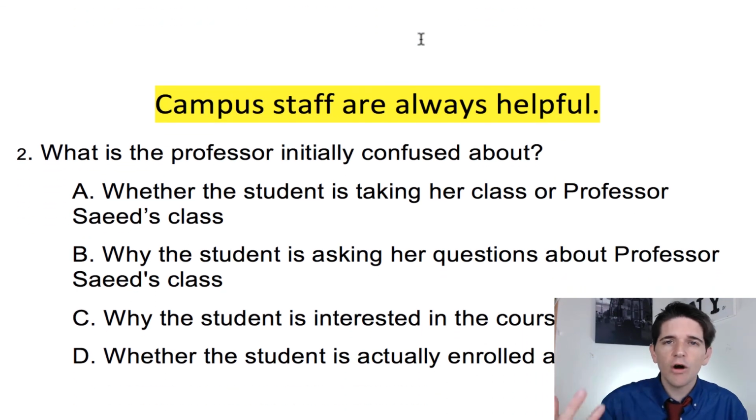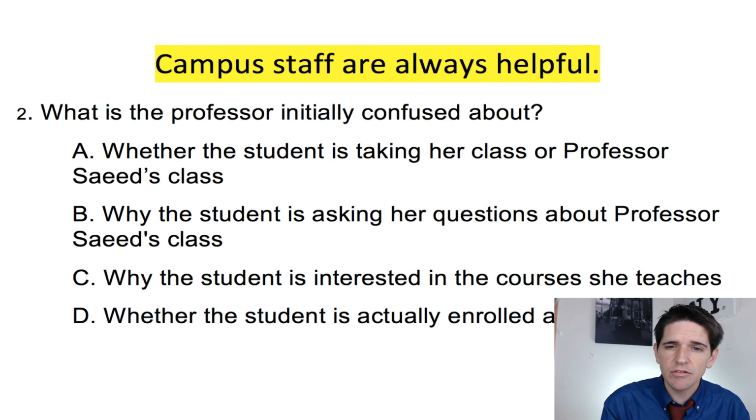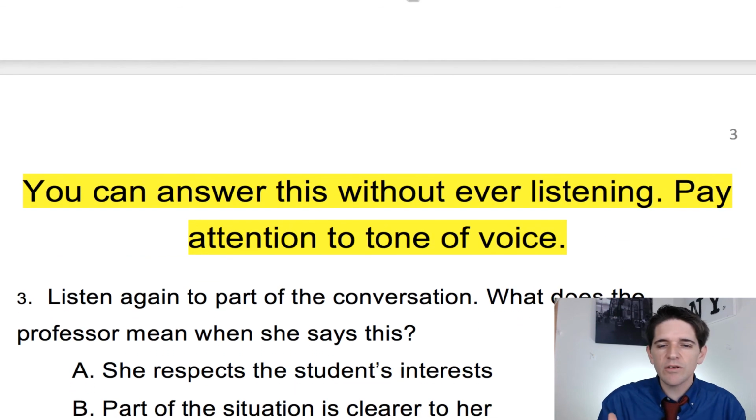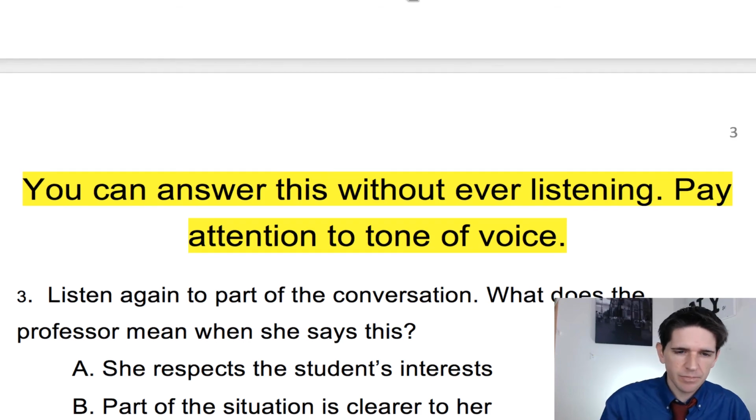2, campus staff are always helpful. They want to help you. They're not going to be too negative, so get rid of choices that are too negative. You can answer this without even listening. These types of questions, pay attention to tone of voice when they say listen again to part of the passage. This is not a detail. This is an inference. You have to kind of figure out what the meaning is, okay?